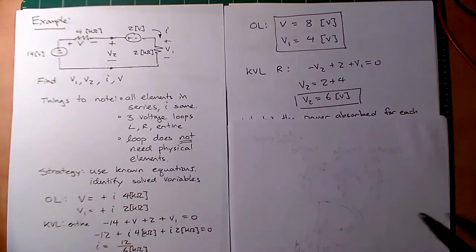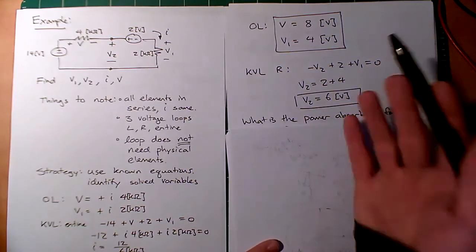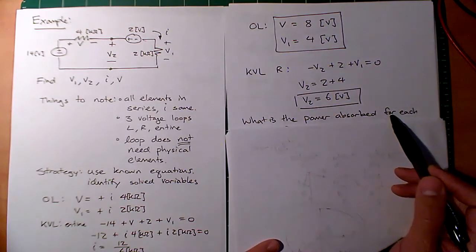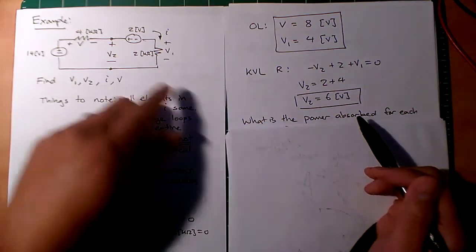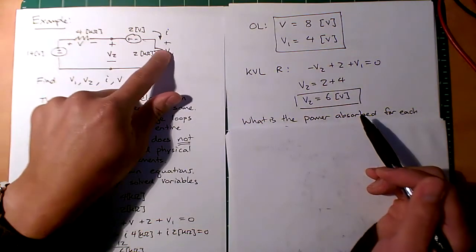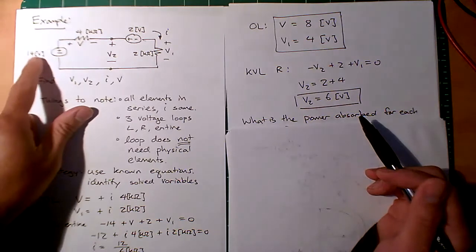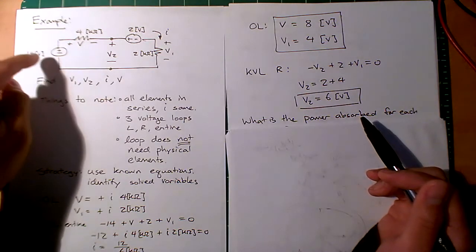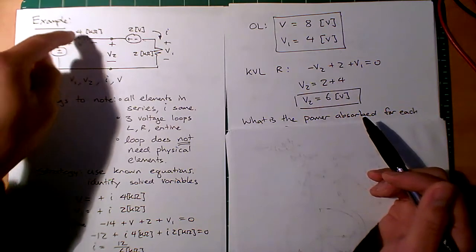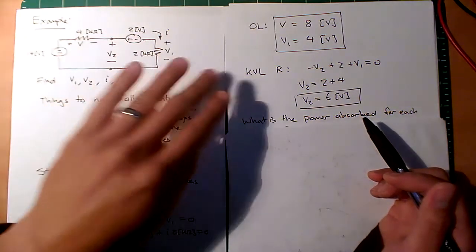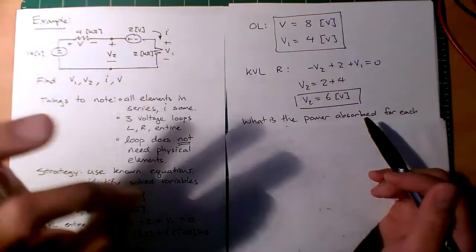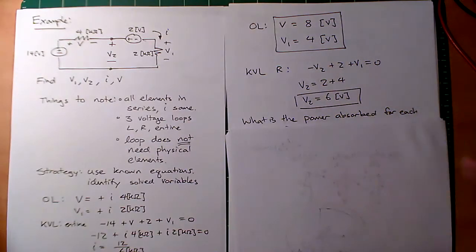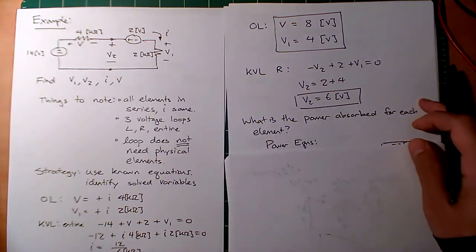Okay. All right, now the next question: what is the power absorbed for each element? Well, like I said before, it looks like these three better come out to be positive numbers, and that one better be negative. And in fact, not only will this be negative, the value of this better equal the sum of these three things. So if I took the total sum of everything, it better equal 0, right? Power is conserved. So what's our power equations?